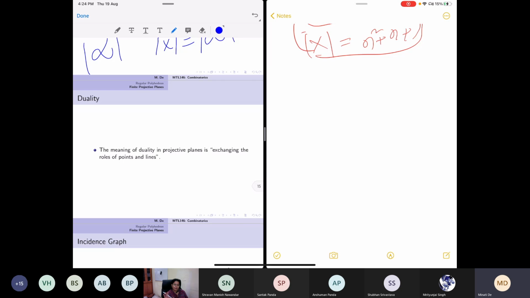Now, given a finite projective plane, the dual of that finite projective plane is something like this, where you are considering your point as a line and the line as a point. Means you're interchanging the role of points and lines. Whatever you get, that is the dual of the given finite projective plane.